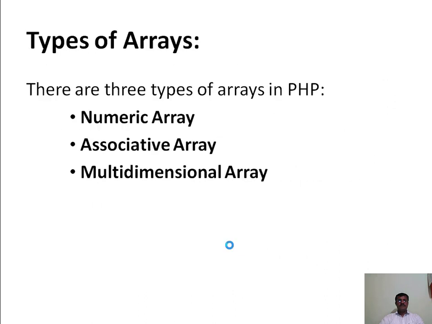In PHP, there are three different types of arrays. They are numerical arrays, associative arrays, multidimensional arrays. Numerical arrays define an array with numeric ID keys. Associative arrays define arrays where each ID key is associated with a value. Multidimensional array defines an array that contains one or more arrays. That is, it's an array of arrays.